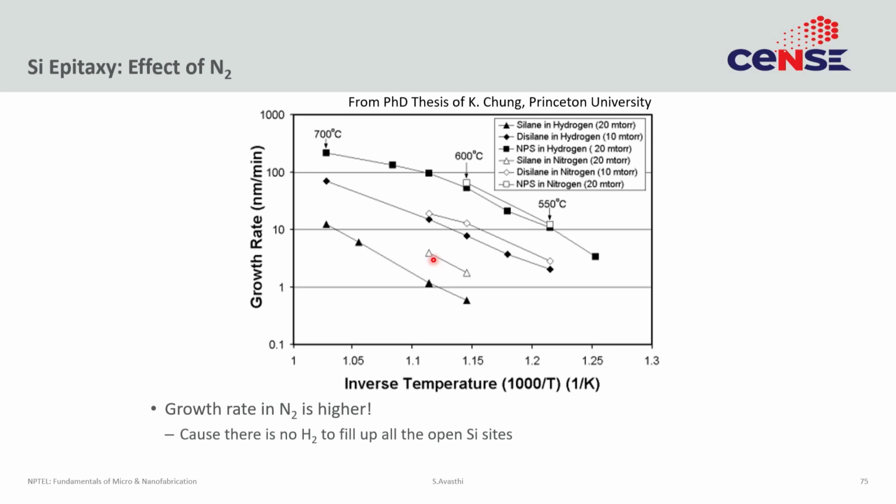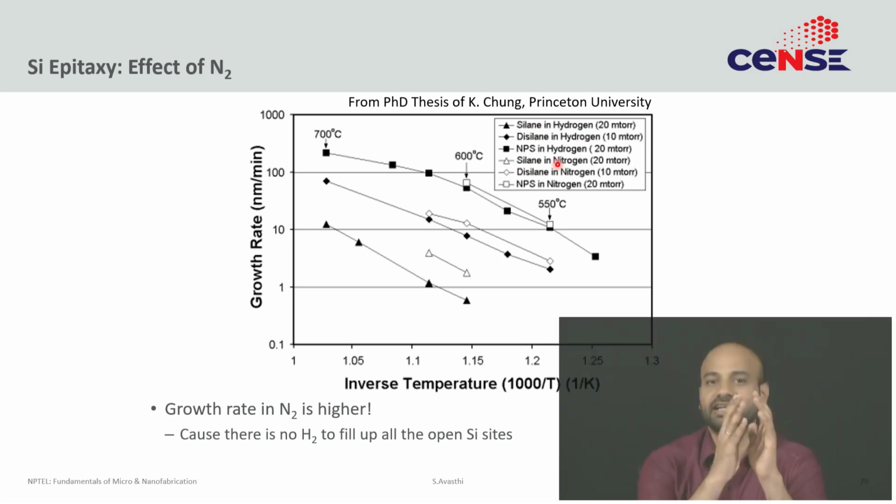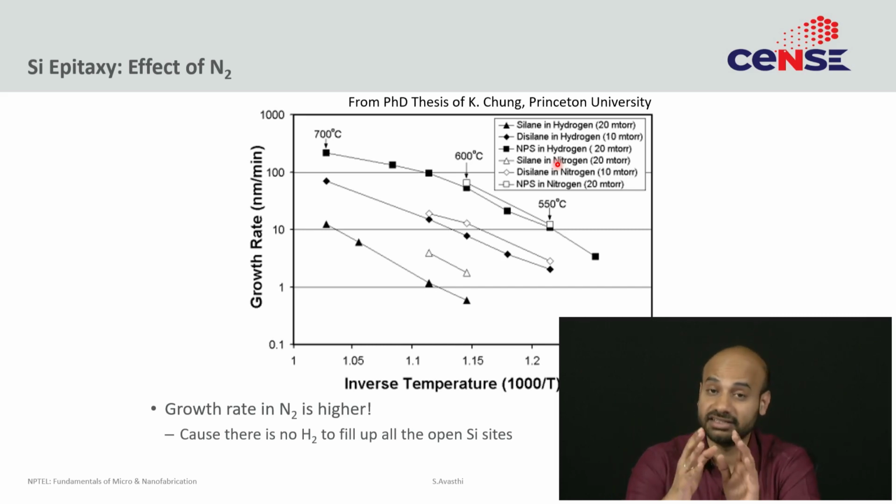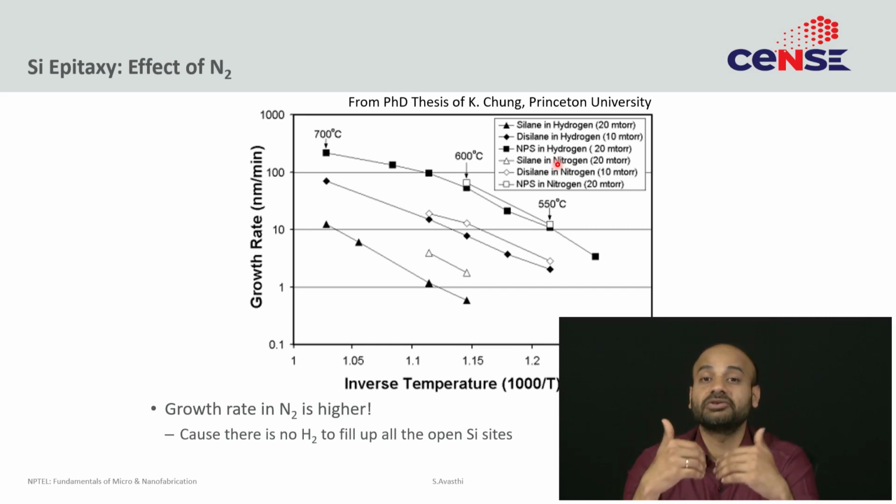However, if you were to do this growth not with hydrogen dilution but with nitrogen, so let's take the black triangle. The black triangle is silane in hydrogen, 20 millitorr. The open triangle is silane in nitrogen. So you have not changed the silane flow. What you have simply done is, instead of it being diluted in hydrogen, you have now diluted in nitrogen. Now nitrogen is inert, which means that it does not make a silicon-N bond at the surface. So it does not have a passivating effect. So it has no impact on the open sites.